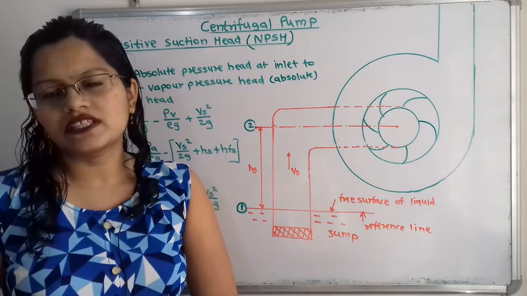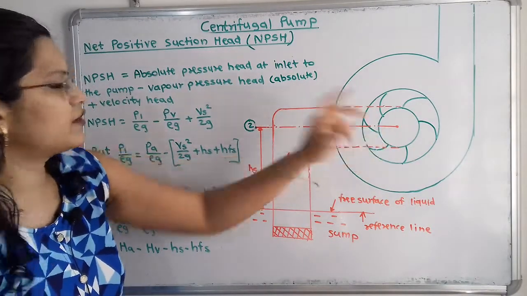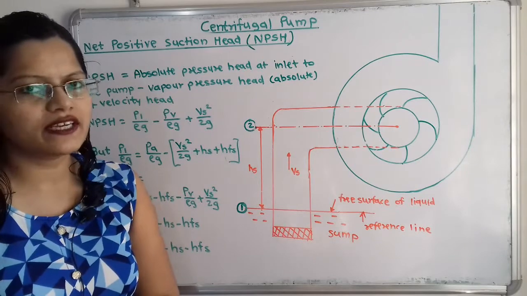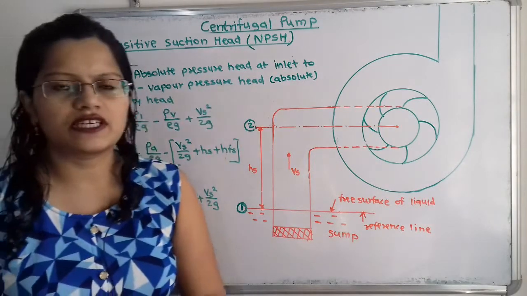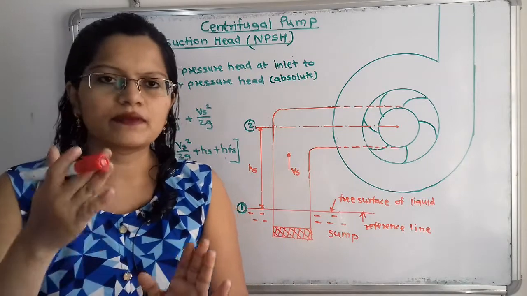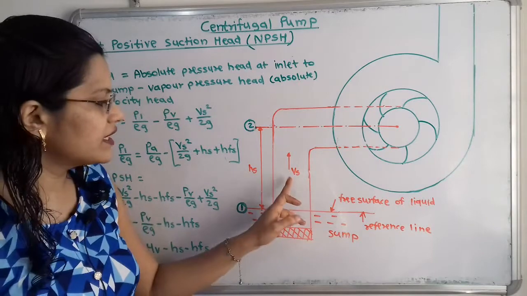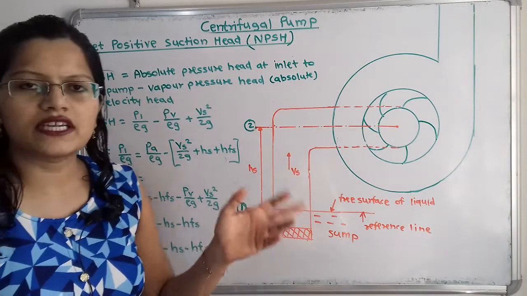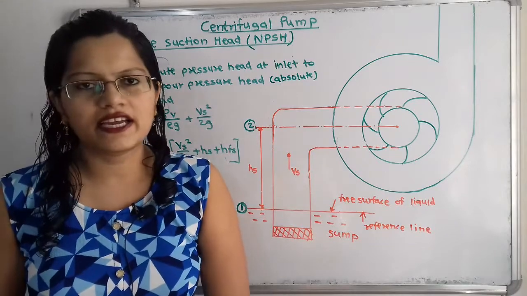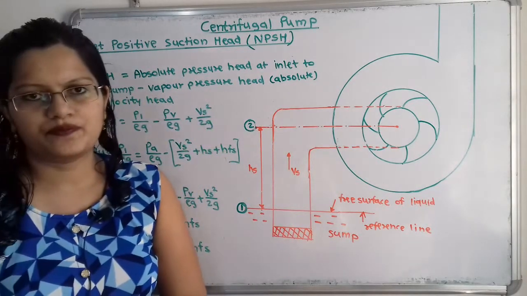Now we will put in the notations. What is the absolute pressure head at inlet to the pump? The absolute pressure head is P1 by rho g, minus the vapor pressure head, which is PV by rho g, plus the velocity head. The water is getting lifted with the velocity Vs. The velocity head is also called the kinetic head. So here the velocity head is Vs square by 2g.